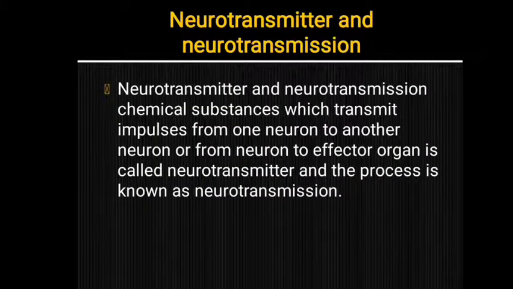Neurotransmitter and neurotransmission. Neurotransmitters are chemical substances which transmit impulses from one neuron to another neuron, and from the neuron to the effector organ. The process is called neurotransmission. It's the basic definition.